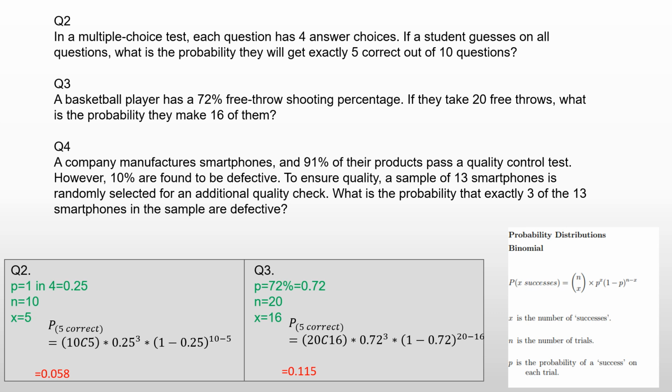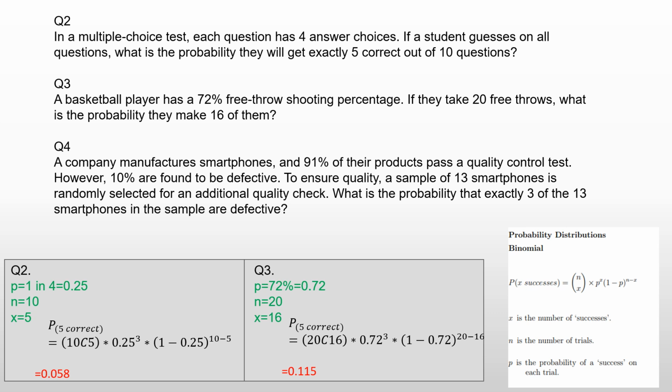And then question four, it looks a little bit more complicated in terms of there's more words and there's more than three numbers, okay? So there's the 91% and the 10%. And you might be wondering, okay, which one do I pick, right? So the 91% is just there to throw you off.